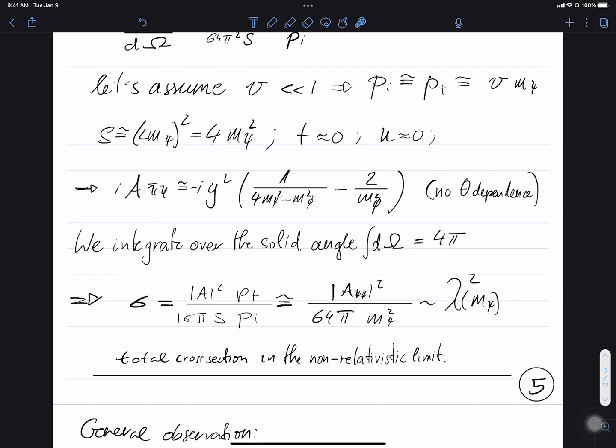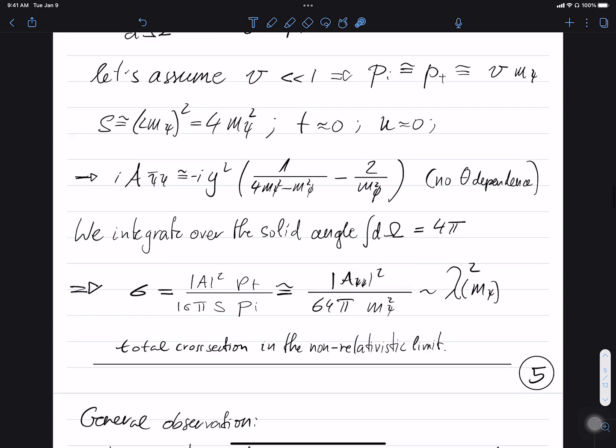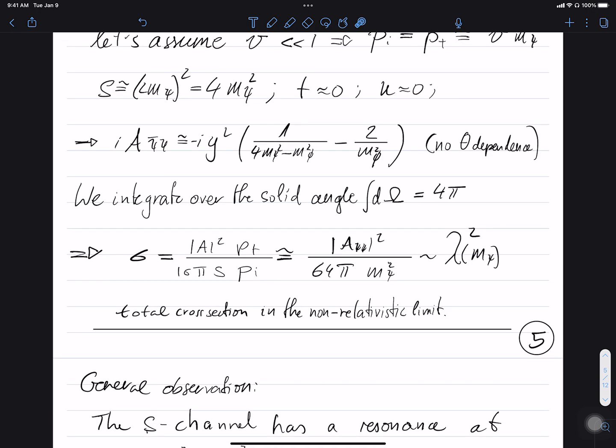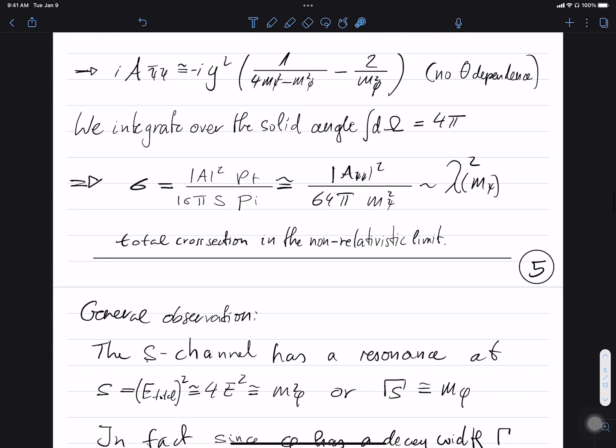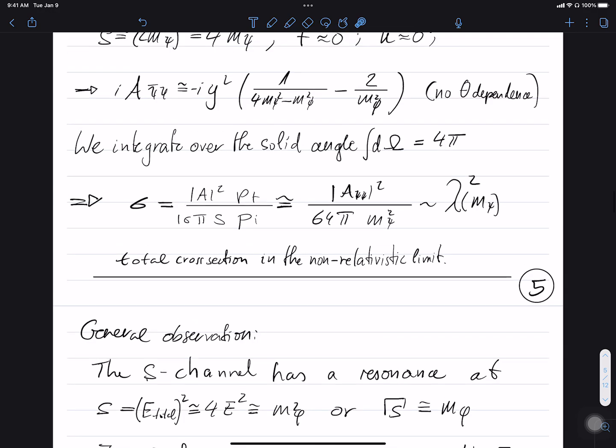So then the amplitude becomes really simple. This one is just 1 divided by 4 m psi squared minus m phi squared, minus 2 m phi squared. And we have no theta dependence. And this is an example where we can simply integrate over the solid angle, d omega, and it gives us 4 pi as we discussed last time. So the total cross section in this case is just the constant matrix element squared, which is also just a function of the masses, divided by 64 pi m psi squared.